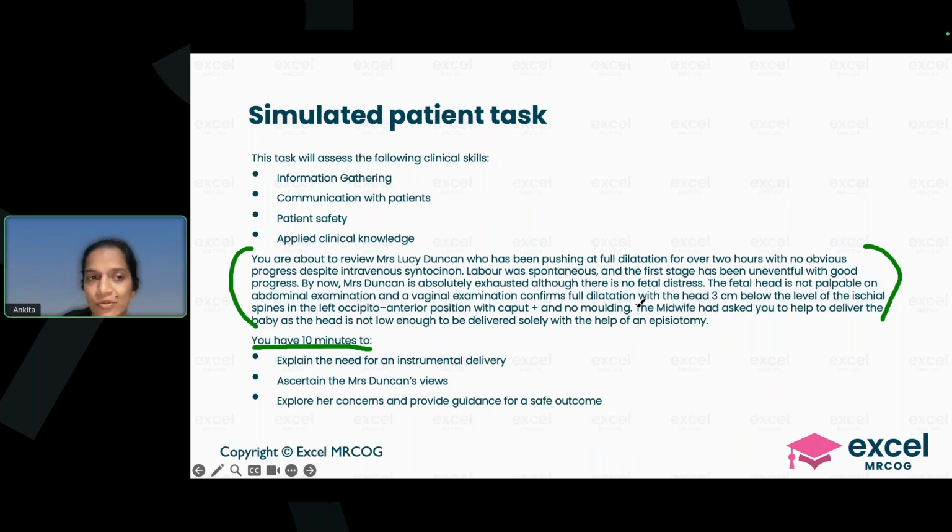But then again, you know that information gathering is a domain. Check the domains, right? Information gathering is a domain. That means you have to take history from her. So you can say, I know that you've been doing quite well and I'm here to guide you, but is it okay to know you better? I would like to ask you a couple of questions. Once you say that, the patient is going to say yes because that is what the role player is instructed to do. And then you ask only specific questions. In second stage of labor, don't ask her family history, please. Don't ask her the LMP.